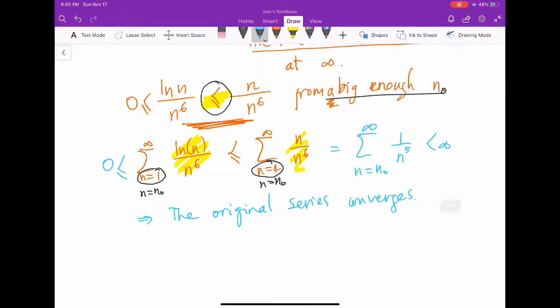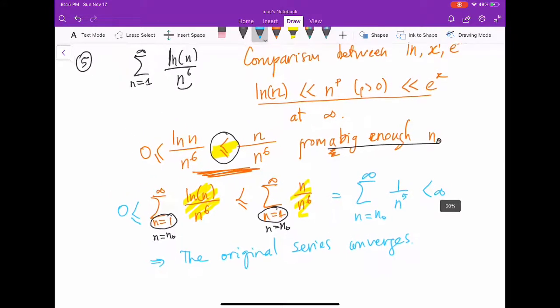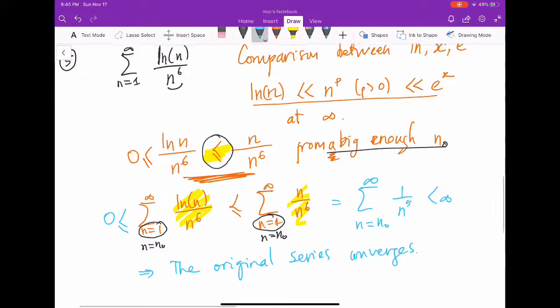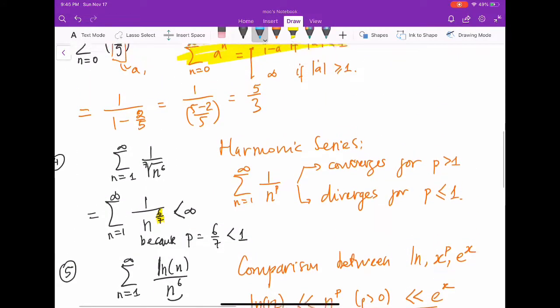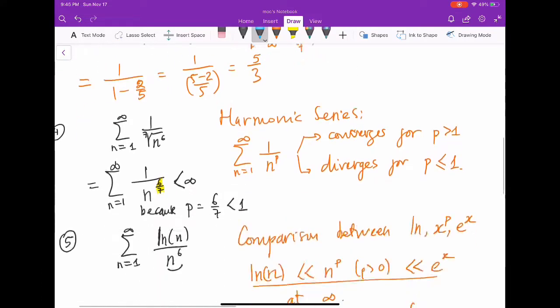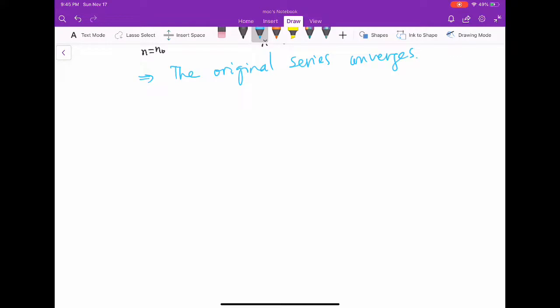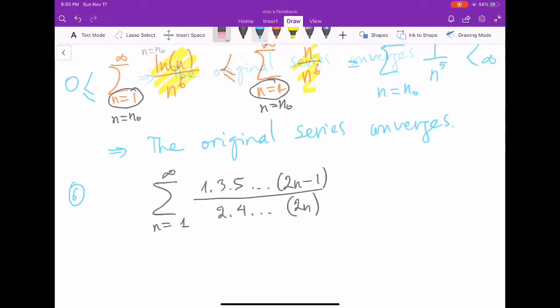All right, this is how we can use comparison between Ln and polynomials. So we already did, let's say, the p-test, geometric series, and comparisons. And now let's use the ratio test. The next problem looks like this.